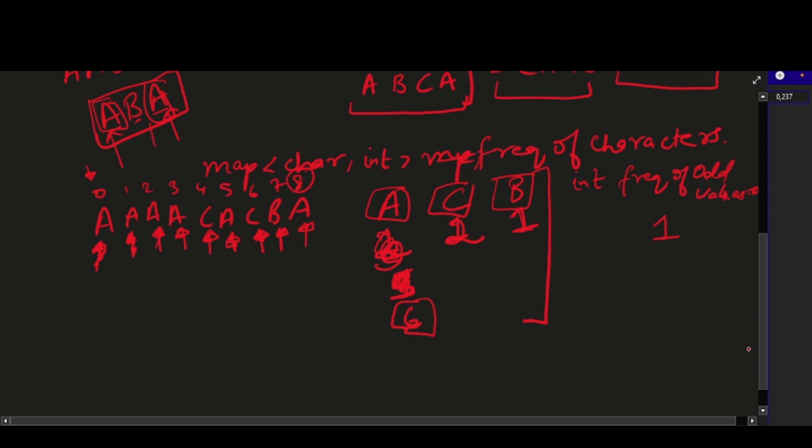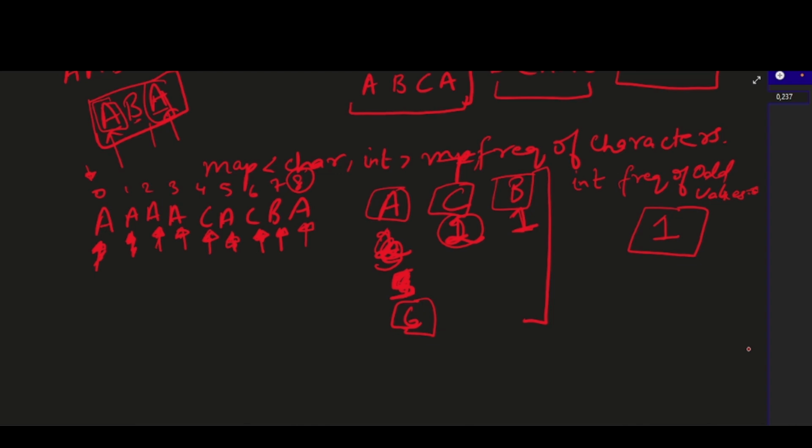Then we go to C and we see that C is only occurring 2 times and it is not an odd value. So our frequency of odd values remains as it is. Once this iteration of the map is done, we check what is the value of frequency of odd values. If the value is greater than 1, then we can clearly state that there have been multiple characters that have occurred an odd number of times, and in that case we will simply print our answer as no solution.